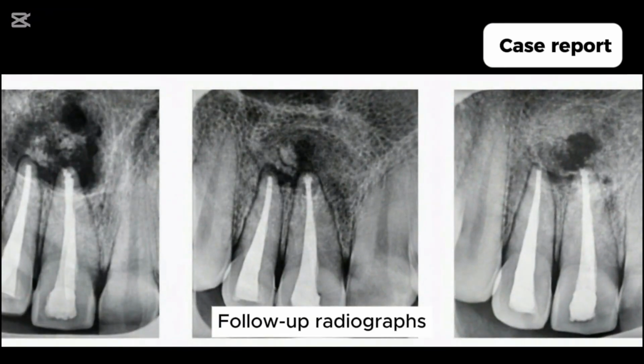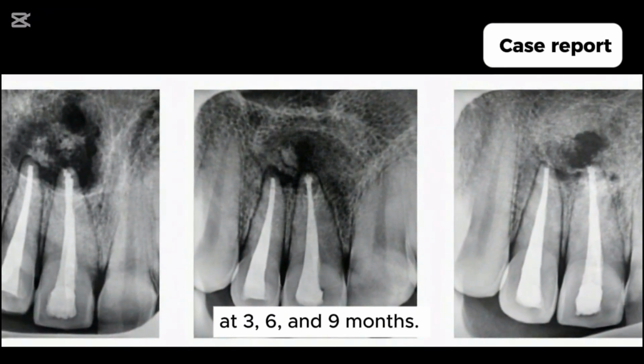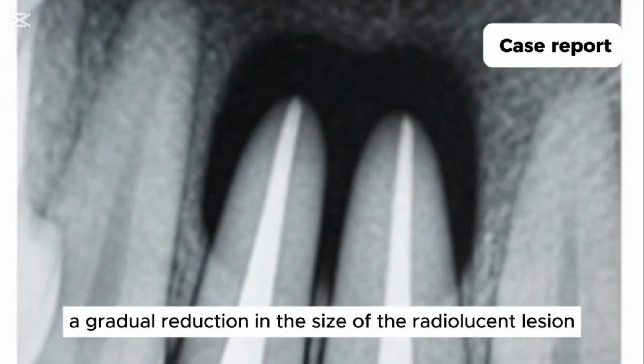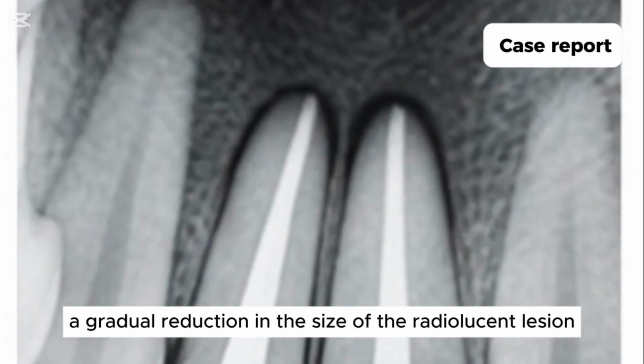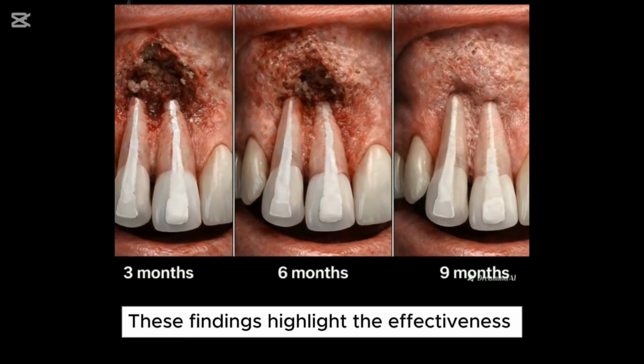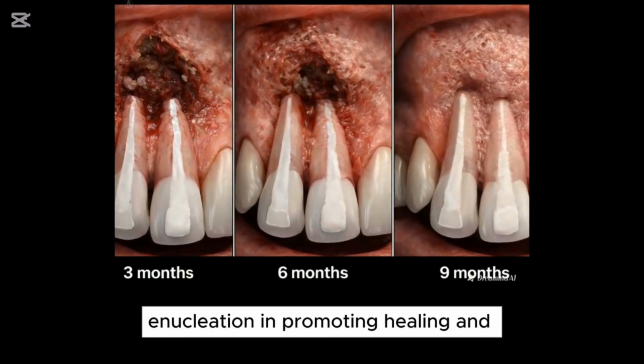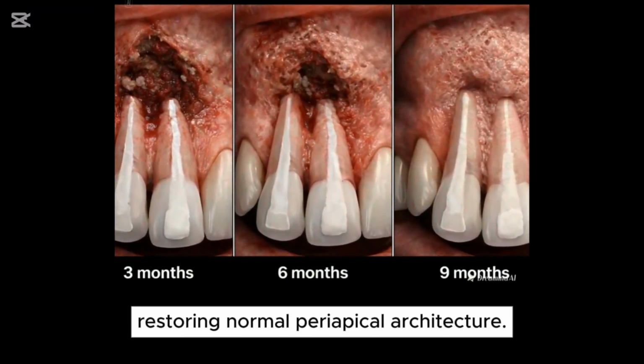Follow-up radiographs were taken at 3, 6, and 9 months. Radiographic follow-up reveals a gradual reduction in the size of the radiolucent lesion. These findings highlight the effectiveness of enucleation in promoting healing and restoring normal periapical architecture.